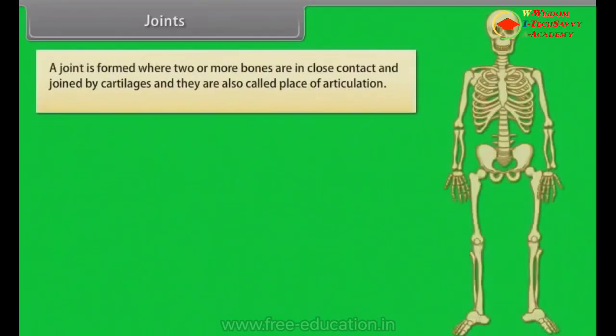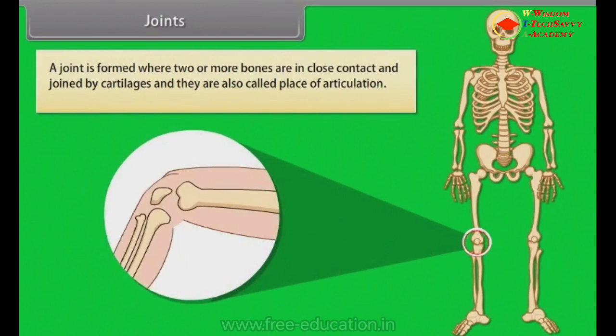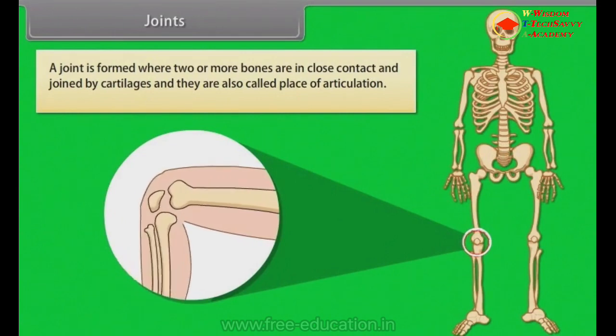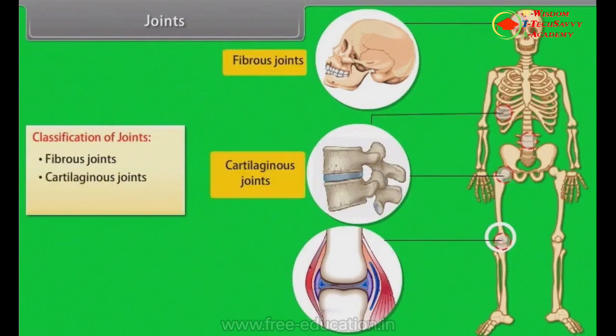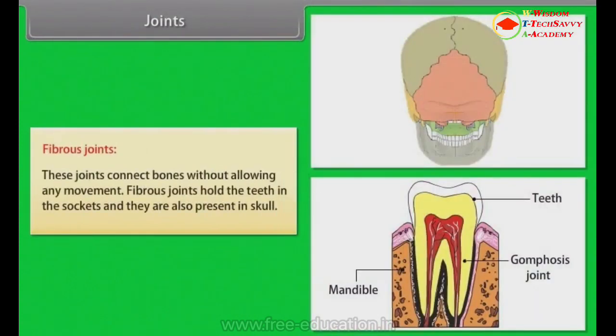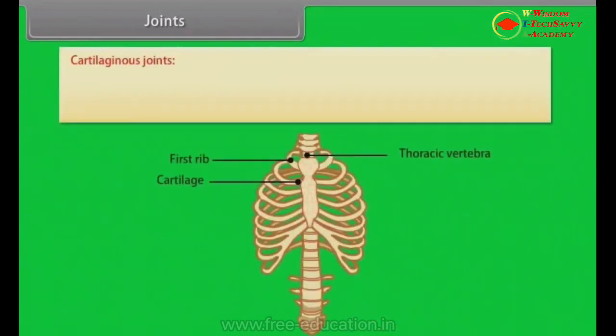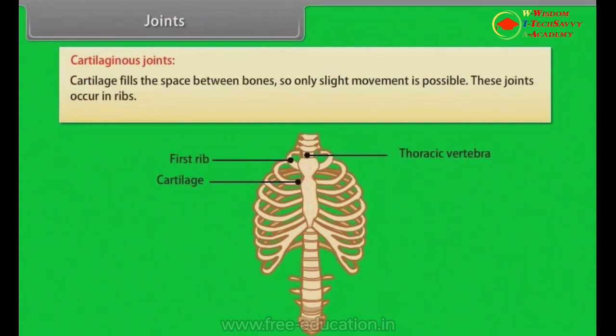Joints. A joint is formed where 2 or more bones are in close contact and joined by cartilages, and they are also called places of articulation. Classification of joints: fibrous joints, cartilaginous joints and synovial joints. Fibrous joints. These joints connect bones without allowing any movement. Fibrous joints hold the teeth in the sockets and they are also present in the skull. Cartilaginous joints. Cartilage fills the space between bones, so only slight movement is possible. These joints occur in ribs.